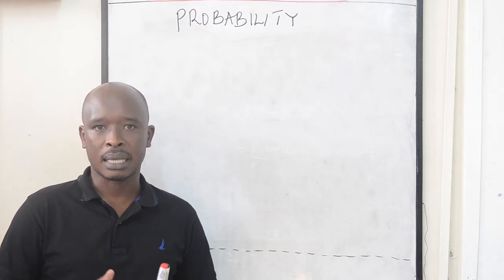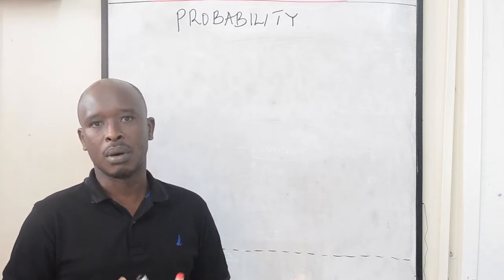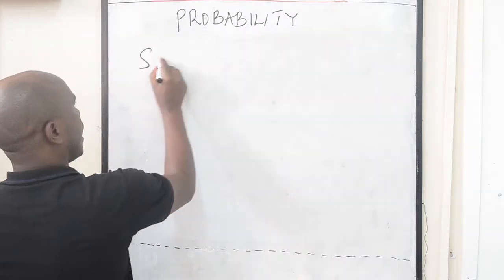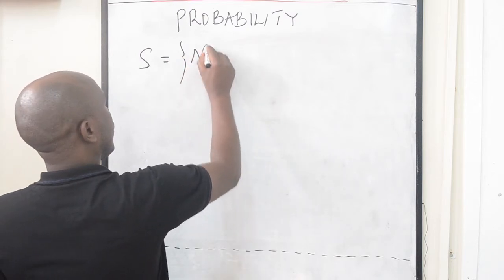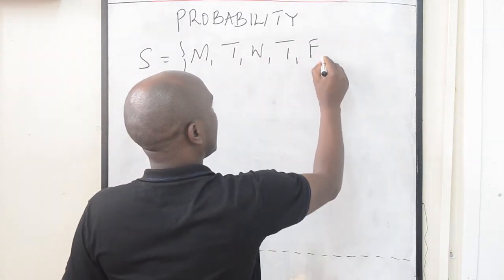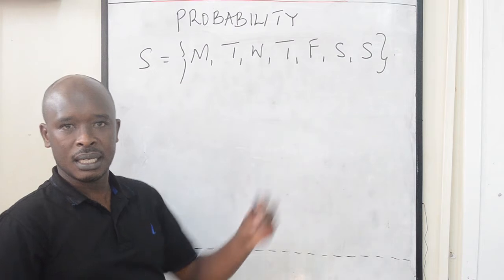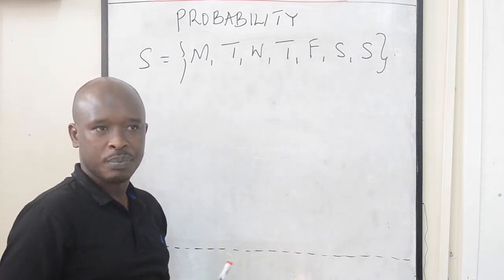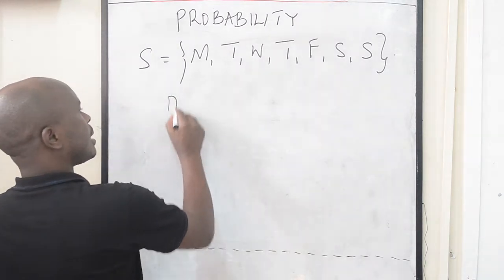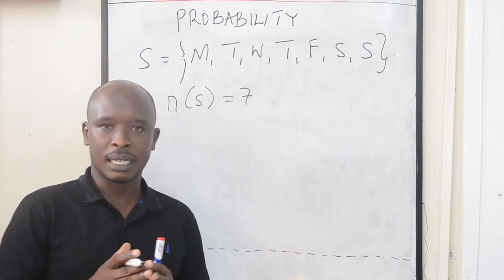We know that a week has 7 days, and the 7 days form what we call the possible sample space. The 7 days could be represented by S, and we can have Monday, Tuesday, Wednesday, Thursday, Friday, Saturday, and Sunday. Now, these 7 days form what we call a sample space, and we can easily determine the number of the possible space. And in this case, our number would be 7. So 7 is the total number of days.